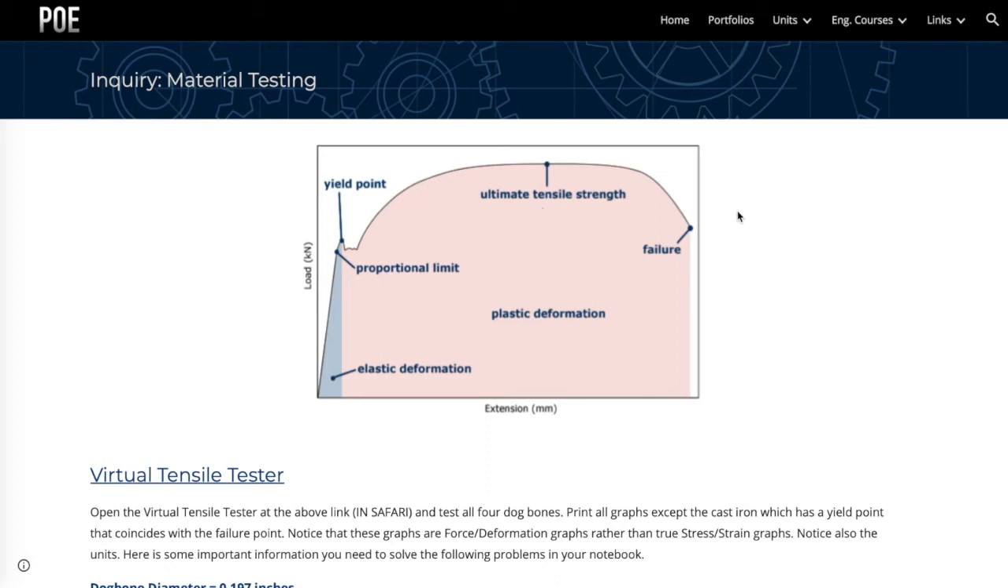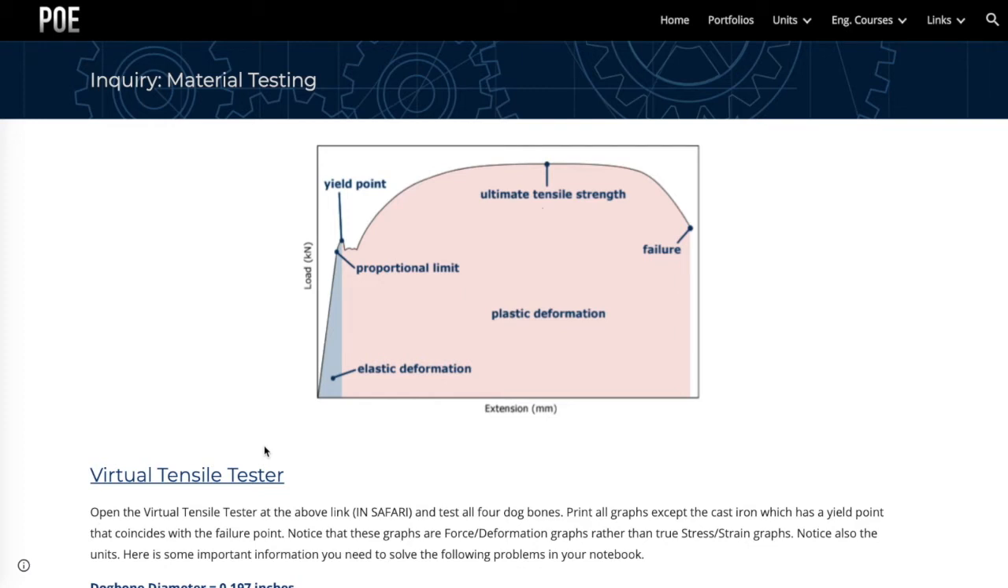We're going to use a virtual tensile tester. You can see the link right down here. This thing I found only works in the Safari browser, it seems like. So you need to be in the Safari browser to probably get it to work. If you don't have the Safari browser, you can't get it to work, then let me know, and I'll just put the graphs right in the Discord channel, and you can do all the inquiry based off the graphs that you need there anyway.